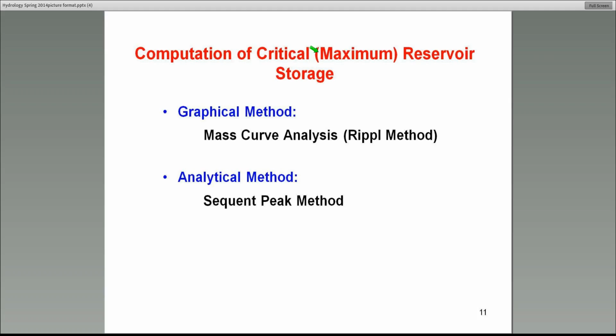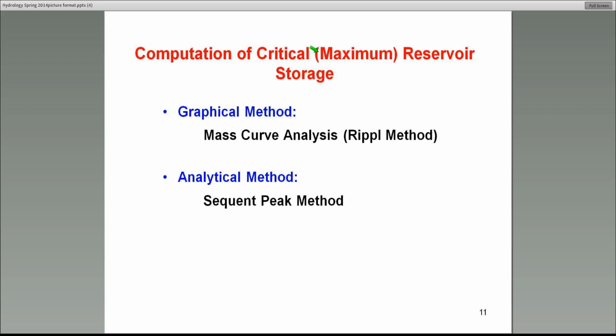There are two ways to assess how much storage they would need in order to meet those dry periods, so-called. One method is called the ripple method. It's a graphical method. I call it the mass curve analysis method. Most likely, the only way I see this problem on the exam is if they actually give you a graph, then it's easy to analyze it.